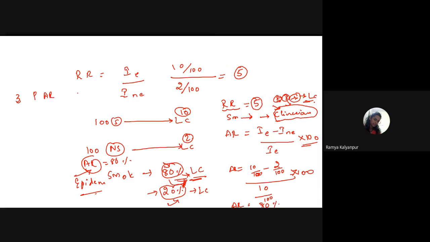Now the third calculation in this cohort study is population attributable risk. The formula is the incidence among the total population minus the incidence among the non-exposed, divided by the incidence among the total population, into 100. The total population here is again 200. We have to calculate them as smokers and non-smokers.